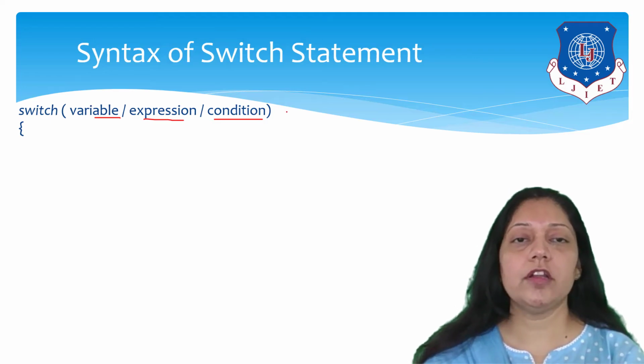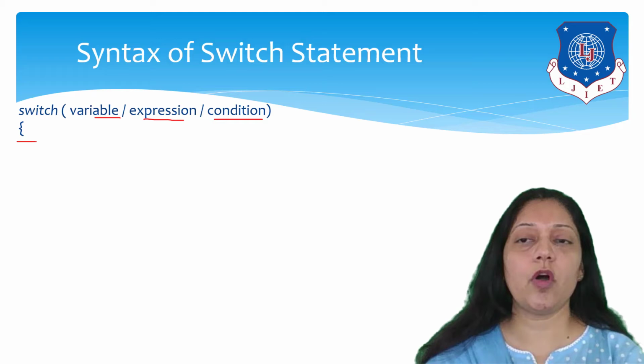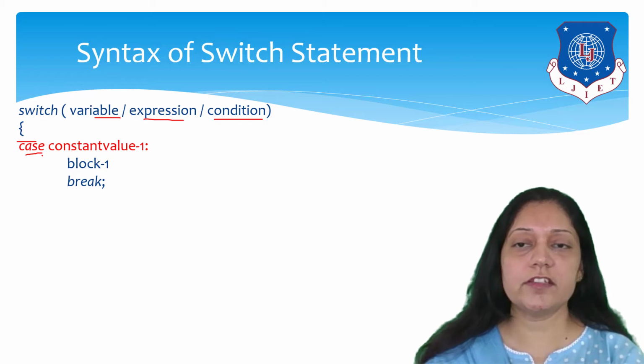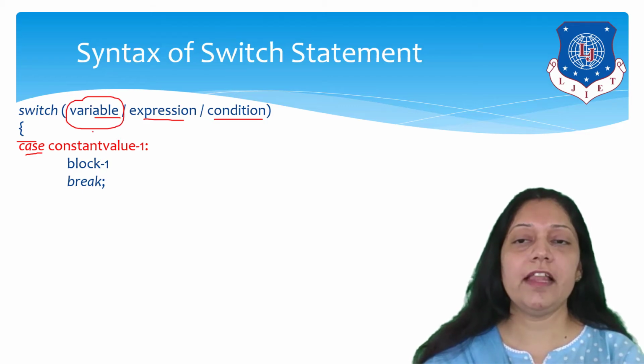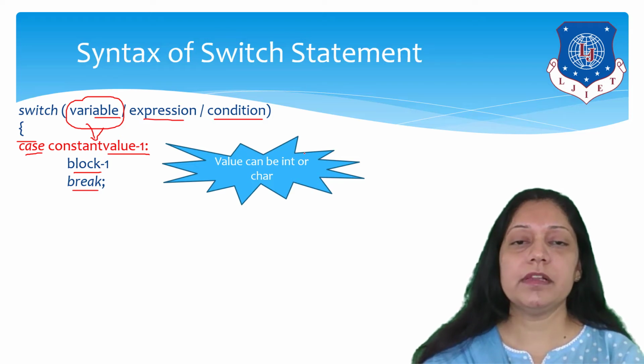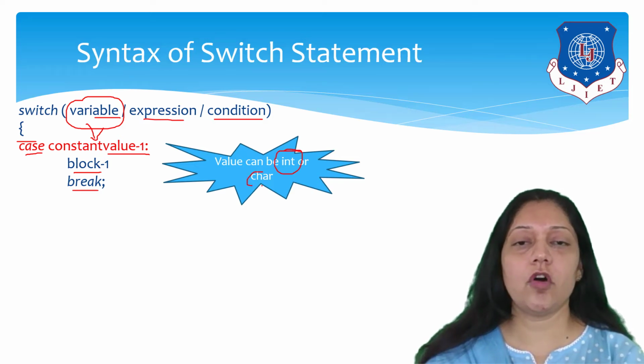Do not put a semicolon after the switch statement. Then start the block of the switch statement using braces. Next is case. Case is a keyword in the switch statement. If the variable value is equal to constant value 1, then block 1 is executed, and I mentioned here break. Break is again a keyword in the switch statement. Break means it will come out of the switch statement. The constant value 1 should compulsorily be either integer or character.